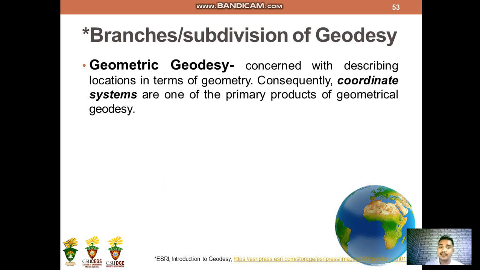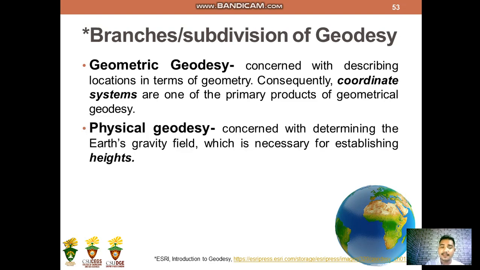So we have the first branch, geometric geodesy. Its concern is describing location in terms of geometry. Consequently, coordinate systems are one of the primary products of geometrical geodesy. So the main output of this subject is the coordinate systems and the determination of locations of specific points on the Earth.